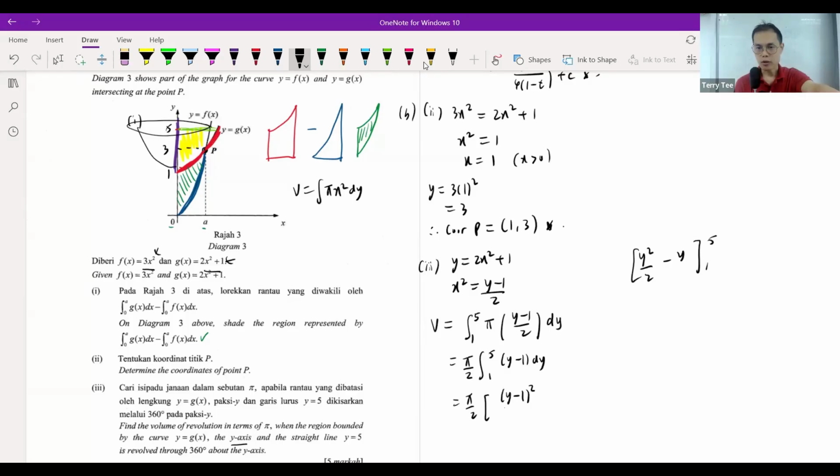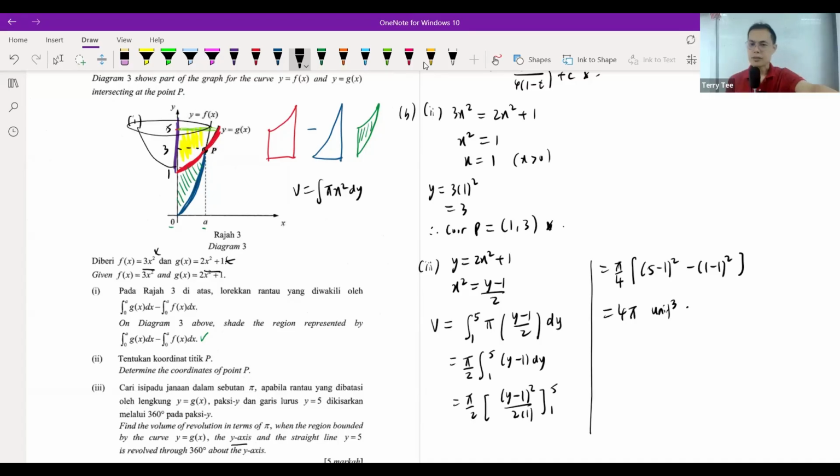So it is (y minus 1) squared over 2, and differentiating the inside gives 1, from 1 to 5. From here on, I just substitute one time for 5 and one time for 1. So it's easier. The 2 and 2, you can take out, so 2 times 2, I just write 4 here. I put (5 minus 1) squared minus (1 minus 1) squared. So a lot easier to count. 1 minus 1 is 0. 5 minus 1 is 4. 4 squared is 16. 16 divided by 4 is 4. The answer is 4 pi unit cube.